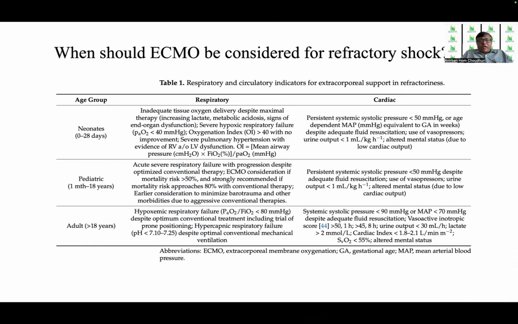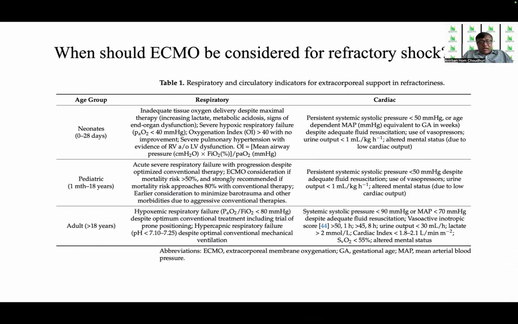When should ECMO be considered for refractory shock? There are certain indications in adults which are different from neonates and pediatric patients. In adults with hypoxemic respiratory failure, when the PF ratio is less than 80 despite optimum conventional treatment, including a trial of prone positioning, we can consider ECMO. In hypercapnic respiratory failure, with pH less than 7.1 despite optimal conventional mechanical ventilation, we can try respiratory ECMO.